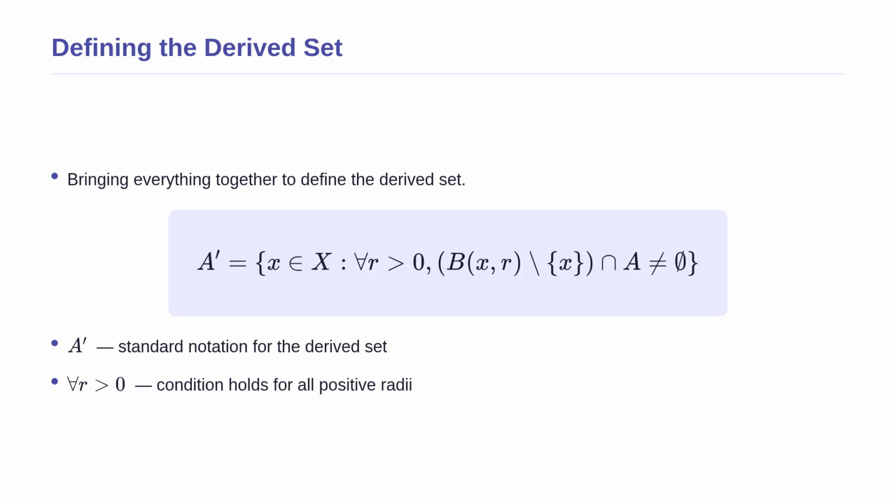This final equation brings everything together to define the derived set itself. Conceptually, this is the filter that scans the entire space and collects only the crowded points. The symbol A prime is the standard notation for the derived set. The upside-down A symbol translates to for all, meaning the limit point condition must hold no matter how small the radius r becomes. In plain English, this formula says that A prime is the collection of all points x in the space that pass the limit point test. If a point passes, it joins the derived set. If it fails even once for a specific radius, it is rejected.